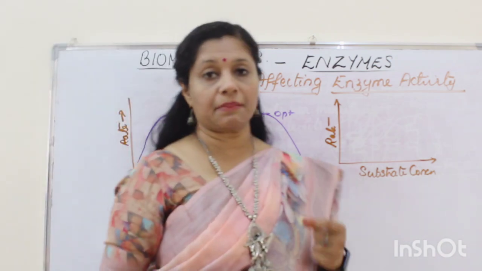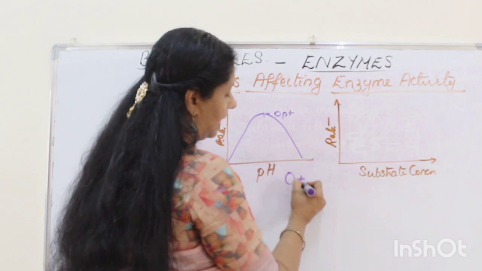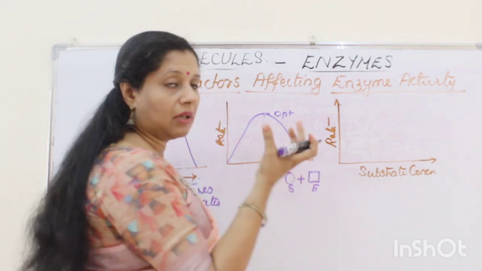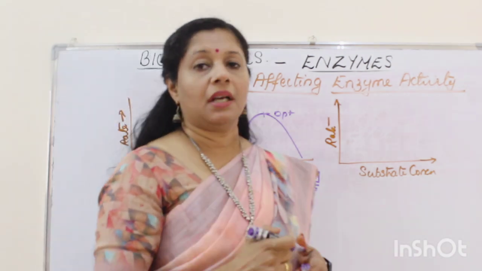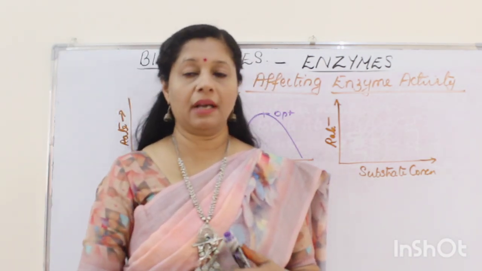Now next is substrate concentration. Suppose you imagine one substrate being added to one enzyme. Suppose this is substrate, this is enzyme. So the enzyme will bind to the substrate. Or I will give you an example. There are 20 chessboards I have kept.